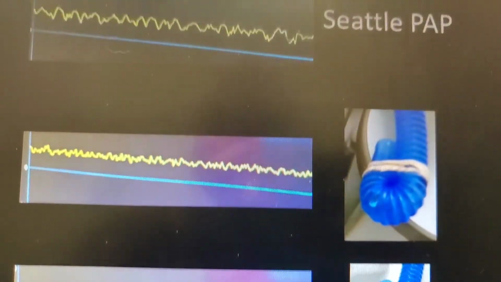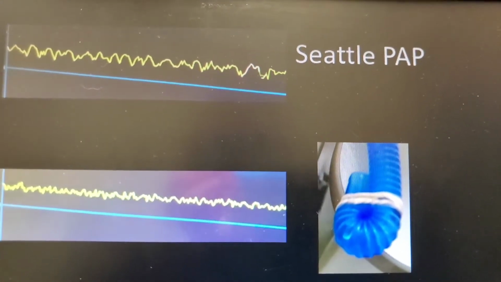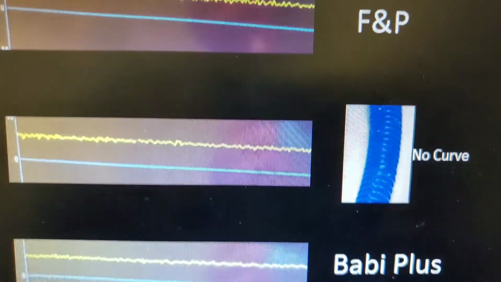It's not as severe. And then followed lastly by the Seattle PAP. You can see the difference in the waveform from this one all the way down to the Babi Plus. So there's a significant difference.